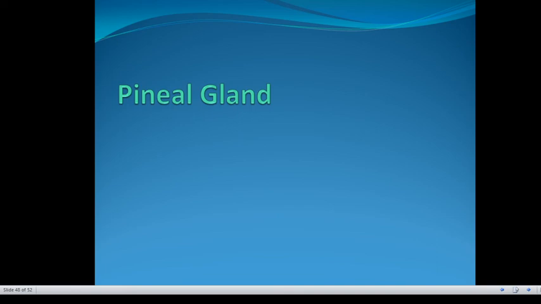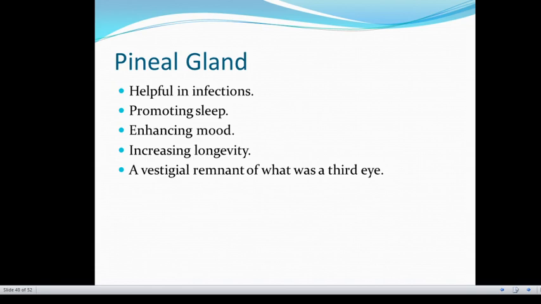Now let's study the pineal gland. Since its discovery, various functions have been attributed to pineal gland. These include its role as being helpful in infections, in promoting sleep, enhancing mood, increasing longevity, and also in the older texts it has been considered a vestigial remnant of what was a third eye in the middle of the forehead that regressed back into the cranium.